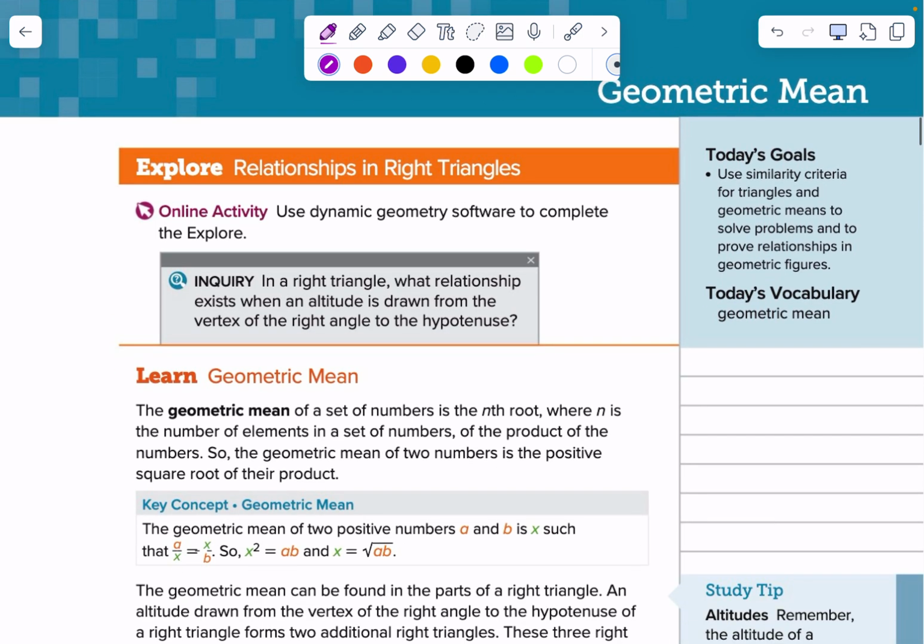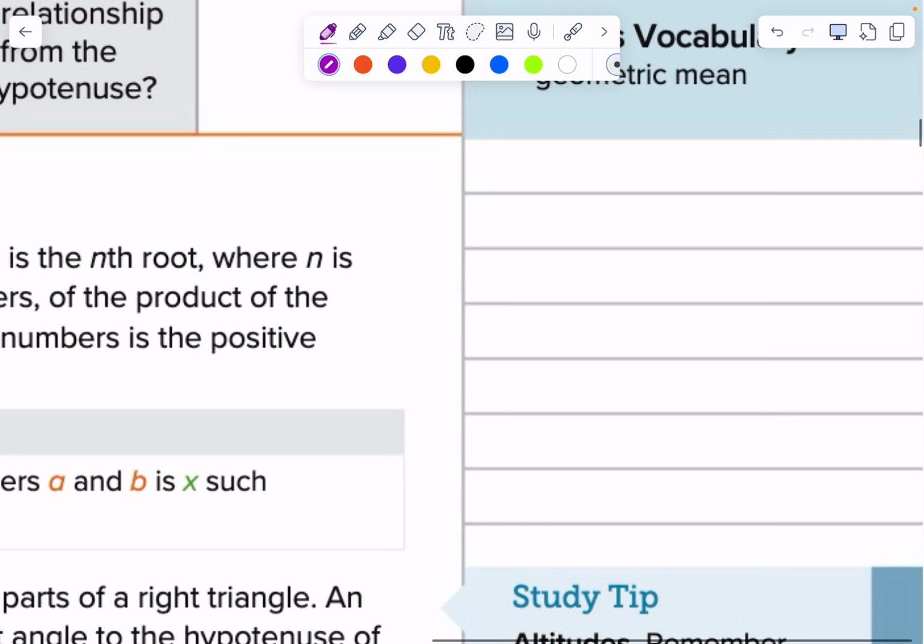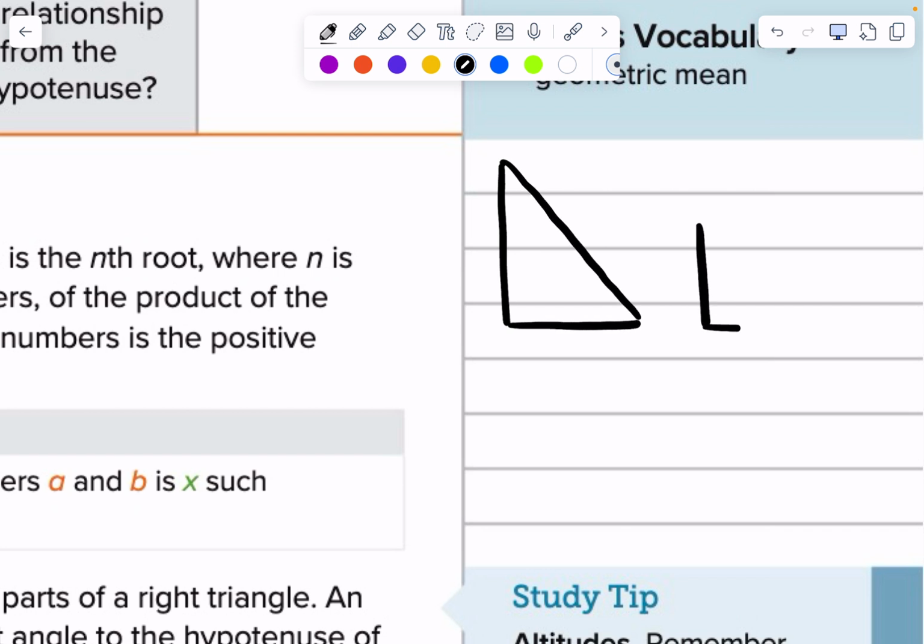On the side, do you see this little white area right here? I'm going to have you draw a picture. Draw two triangles for me that are similar triangles. I'm making them right triangles, okay? Draw two triangles over there in that little corner area that are similar triangles, one bigger than one smaller.